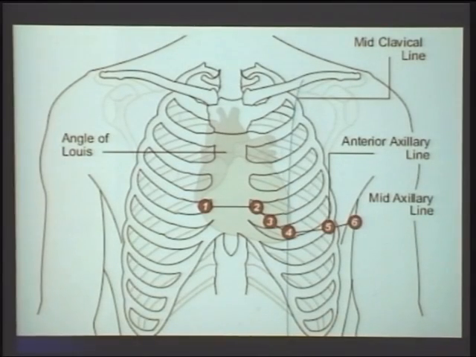Now you also see how these chest electrodes are going to give us the information, right? V1 is placed where?